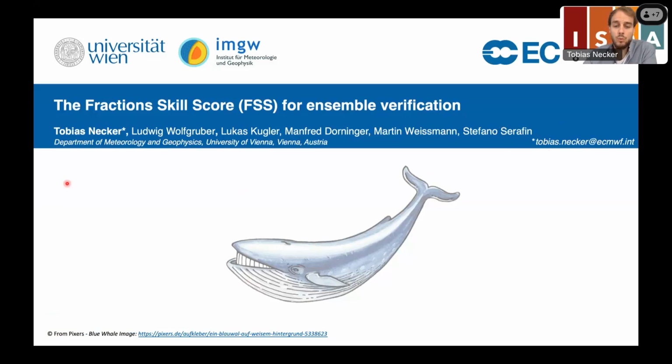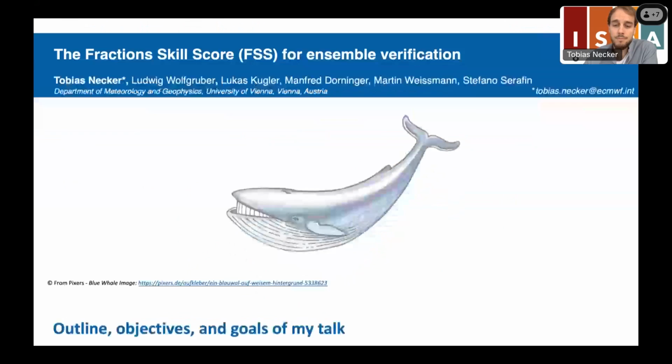And so we started looking into the fractional skill score for ensemble verification because we're interested in how we can verify ensemble data assimilation systems. And then we figured out there has not been much work in this direction. So we investigated it in more detail. And then we also found that surprisingly, the ensemble size dependence has something in common with this blue whale. So if you pay attention, you will notice this in the slides later on.